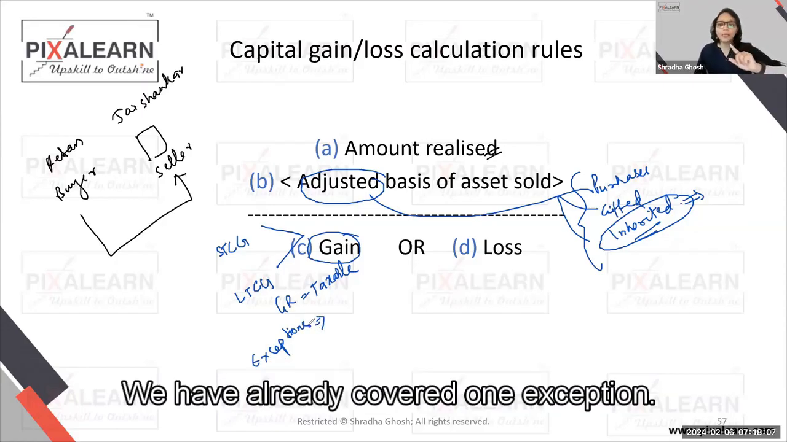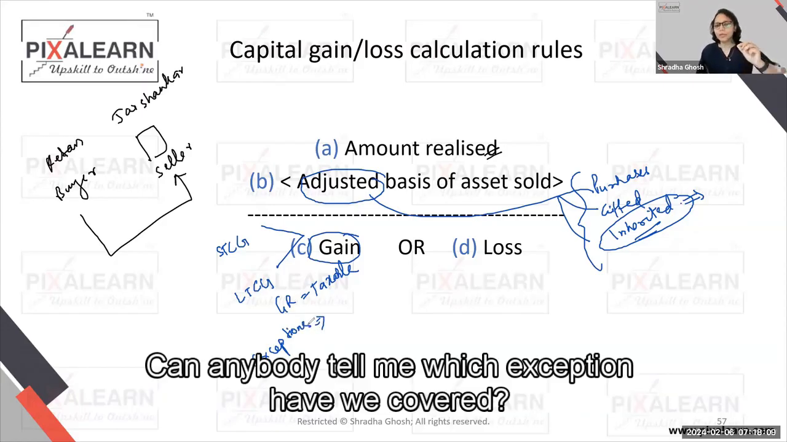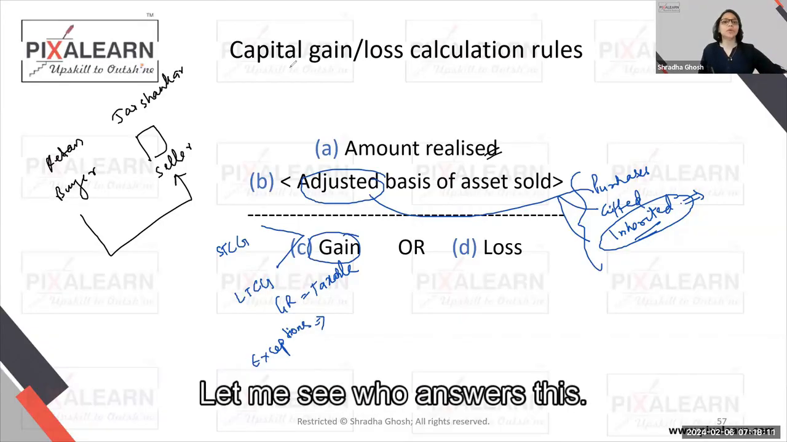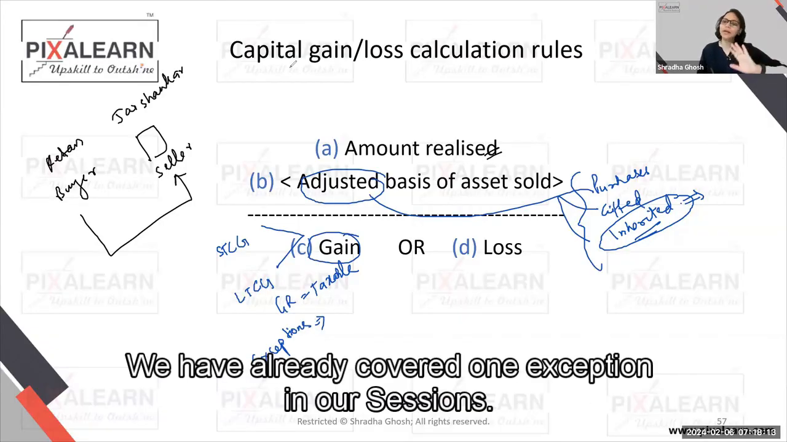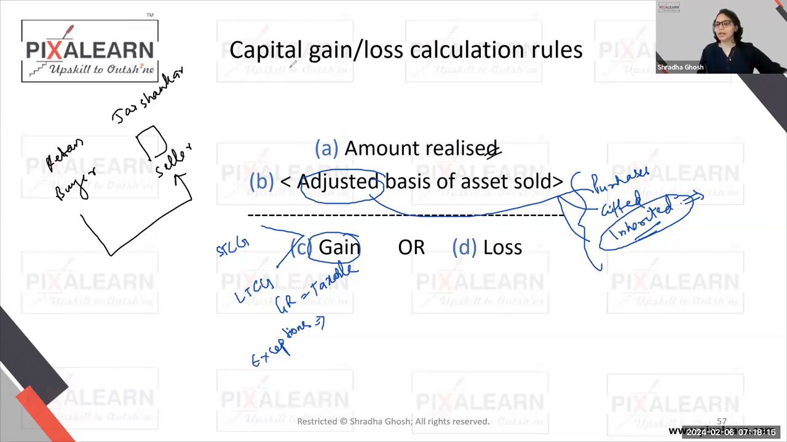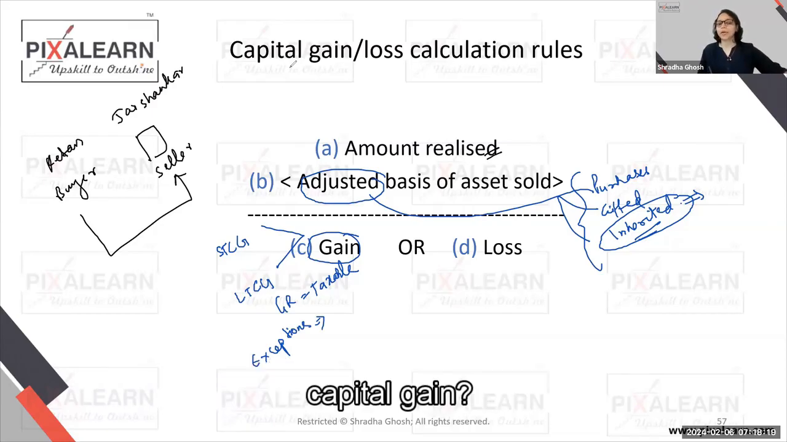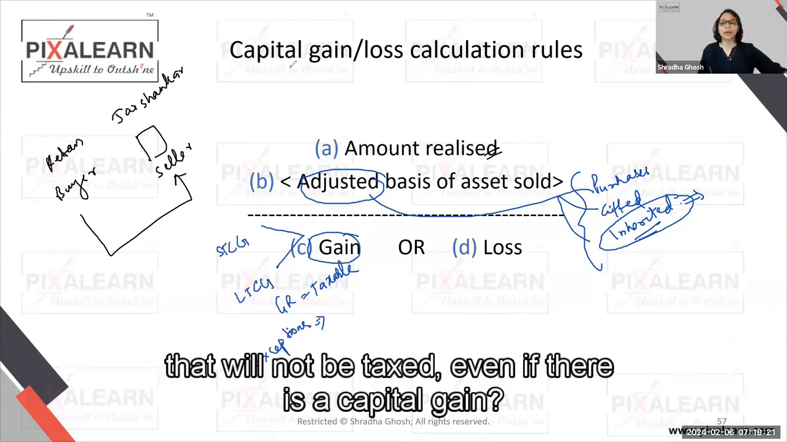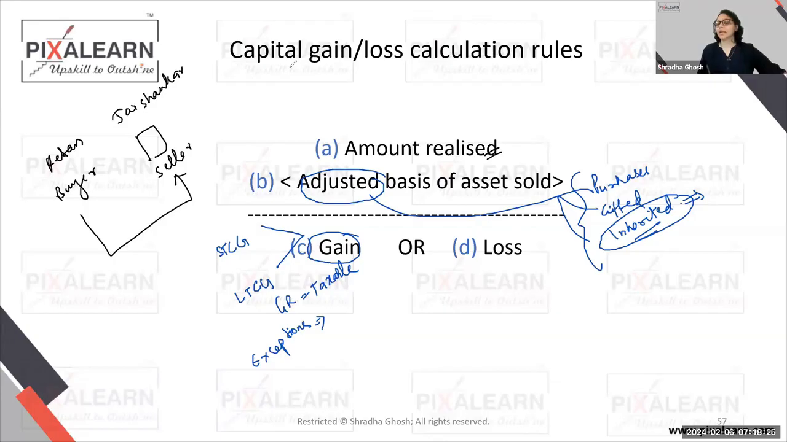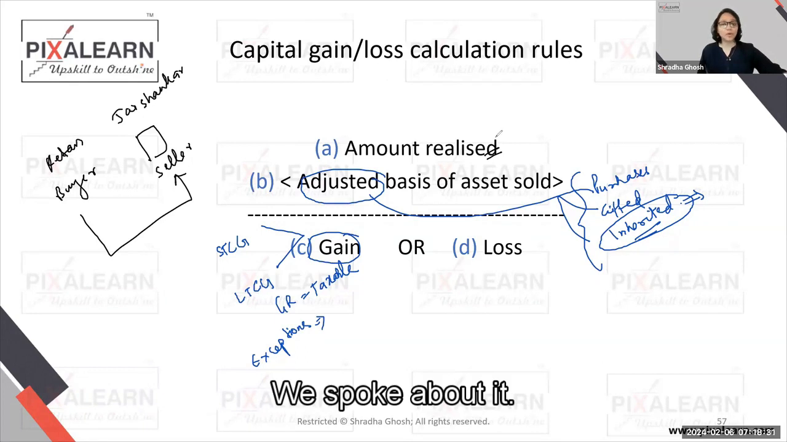We have already covered one exception. Can anybody tell me which exception we have covered? Let me see who answers this. We have already covered one exception in our sessions. Can anybody tell me what is that exception that we have covered for capital gain property that will not be taxed even if there is a capital gain? Anybody? No. We spoke about it.